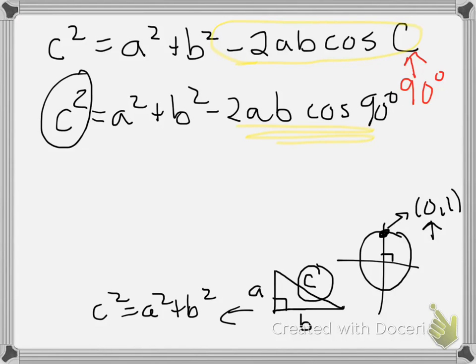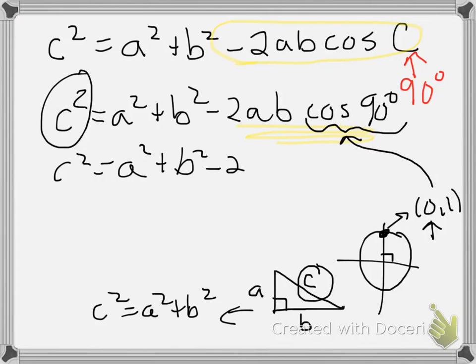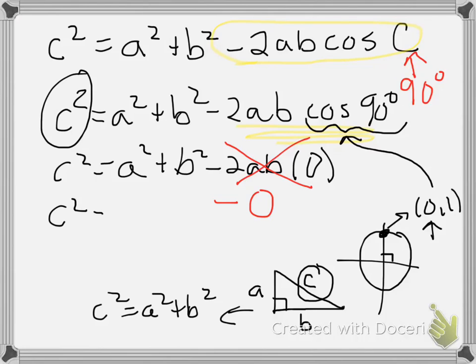So I'm going to show you that it actually simplifies. So we take the 0. This value right here is 0. So we get C squared equals A squared plus B squared minus 2AB times 0. Well, if that's 0, then this whole thing goes to 0. So I end up subtracting 0. C squared equals A squared plus B squared.